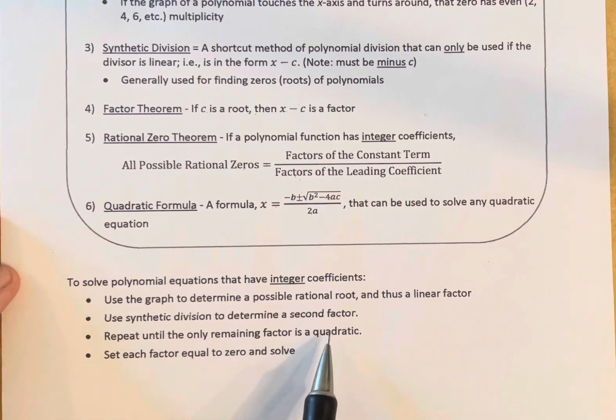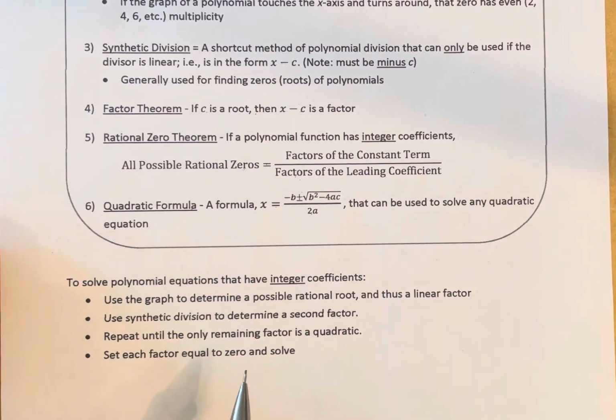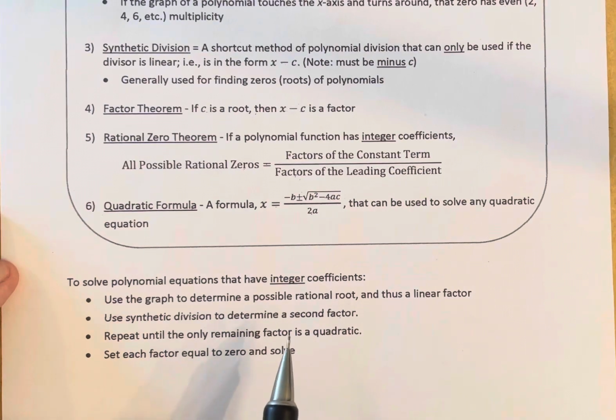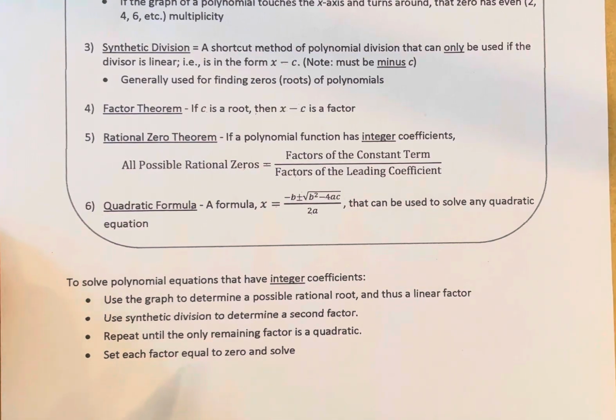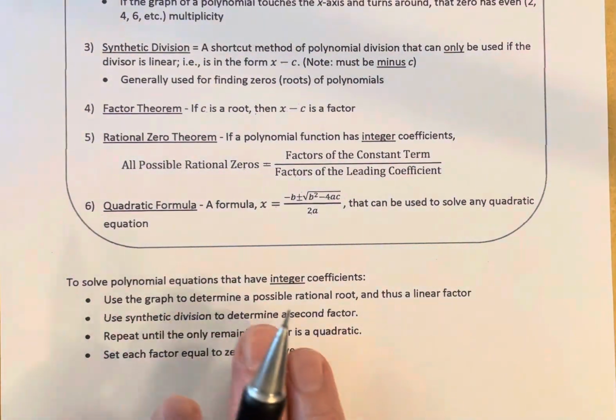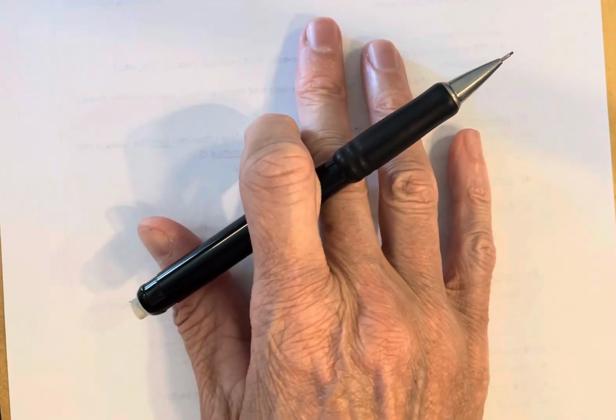Once you get down to the only remaining non-linear factor being a quadratic, then we know we use the quadratic formula or factoring. And then we can set each factor equal to 0 and solve. We're going to make use of the graph a fair amount here. It makes life a little easier. So let's take a look at an example. Let me flip this over and get us going here.